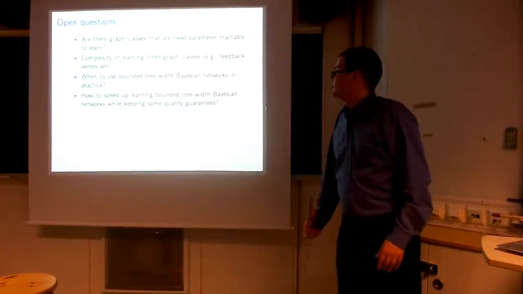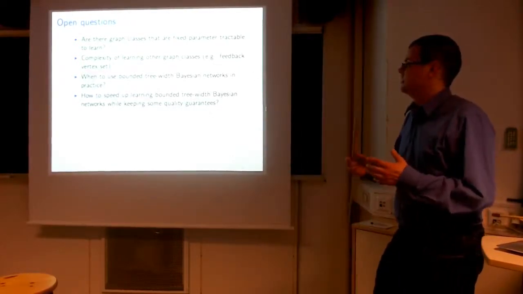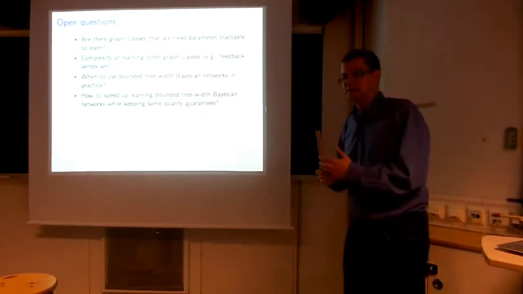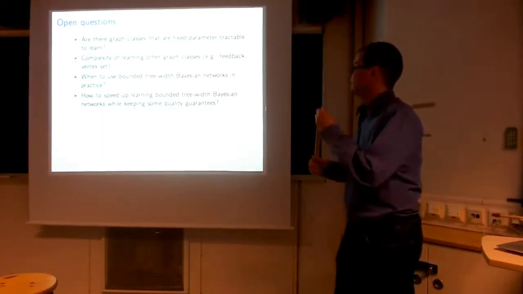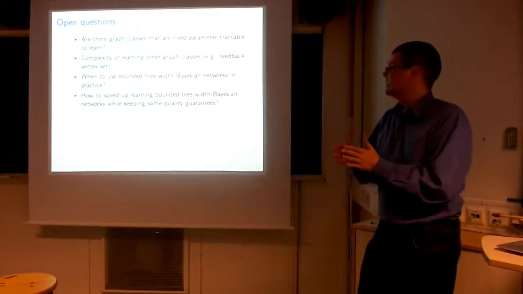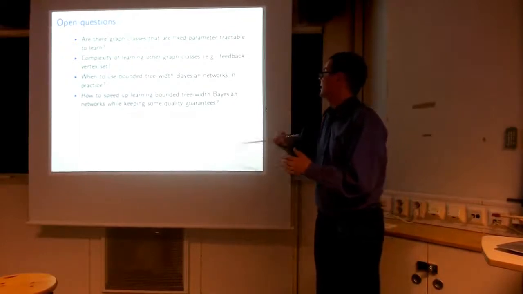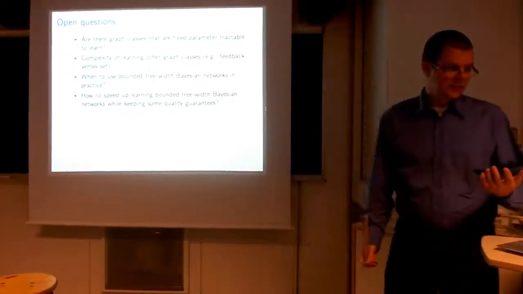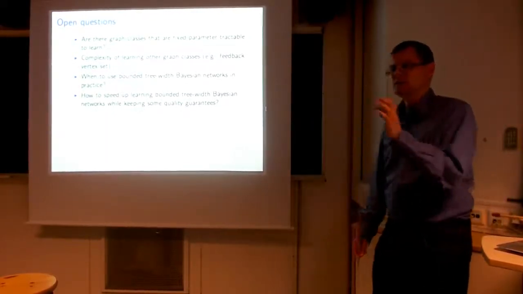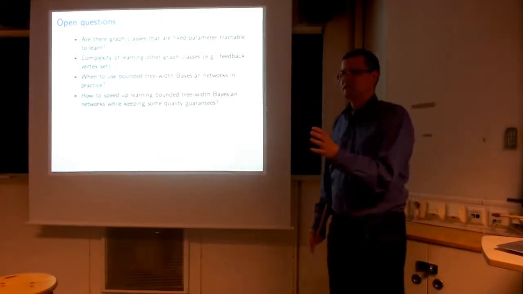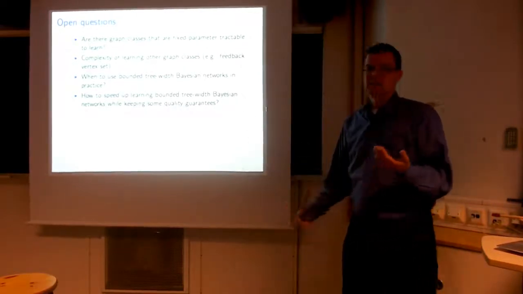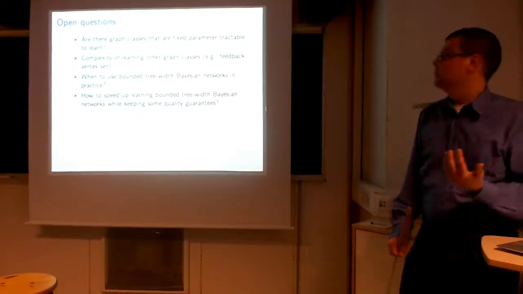Then on a more practical side, the setup here was that if we want to do fast inference, we learn bounded tree width Bayesian networks. So we learn a representation that is approximative in some sense, and then we do exact inference fast in that case. However, we could do things the other way around: learn a network without any additional constraints and then do approximate inference. Then the question is which one is better in which situation.